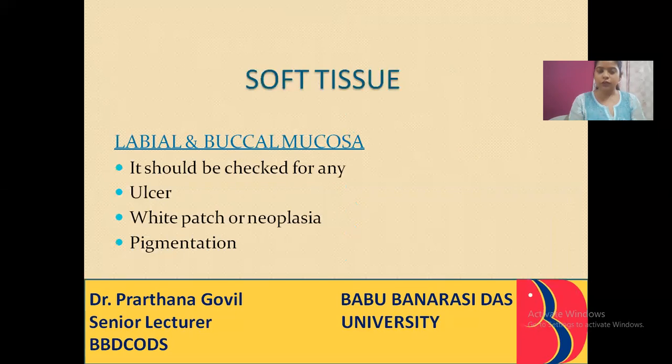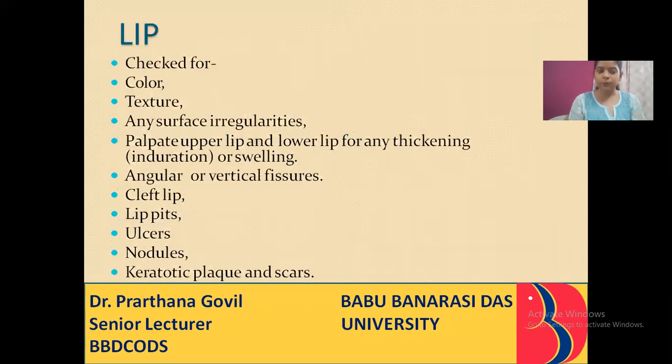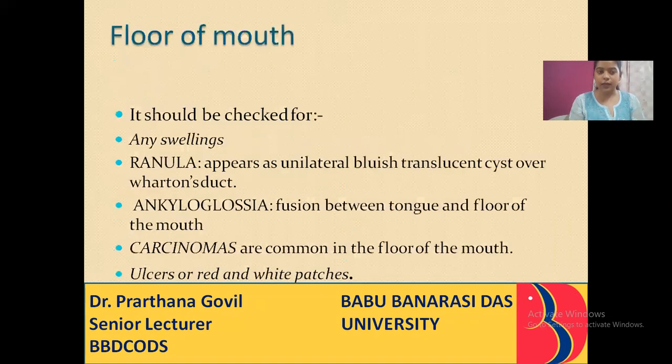For soft tissue, in the labial and buccal mucosa you check for ulcer, white patch, or neoplasia, and pigmentation. For the lip, check the color and texture, and palpate the upper and lower lip for any thickening or swelling. Check for cleft lip, lip pits, ulcer, nodules, carotid flap, and scars. In the floor of the mouth, check for any swelling.